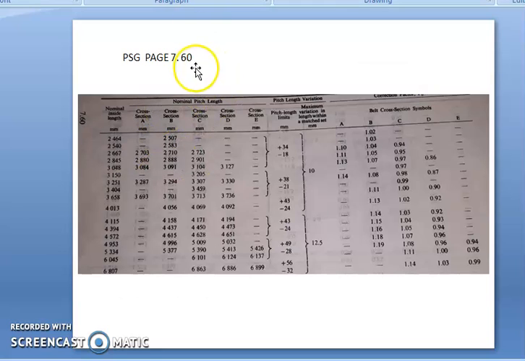Page number 7.60 shows the nominal pitch length and the pitch length factor. Here, we have already calculated the length of the belt. From this we first standardize the length based on the type of the belt, either B belt or C belt, whatever it is. We first standardize the pitch length of the belt, then we select the corresponding standard length of the belt, then we select the corresponding pitch length factor from this page.